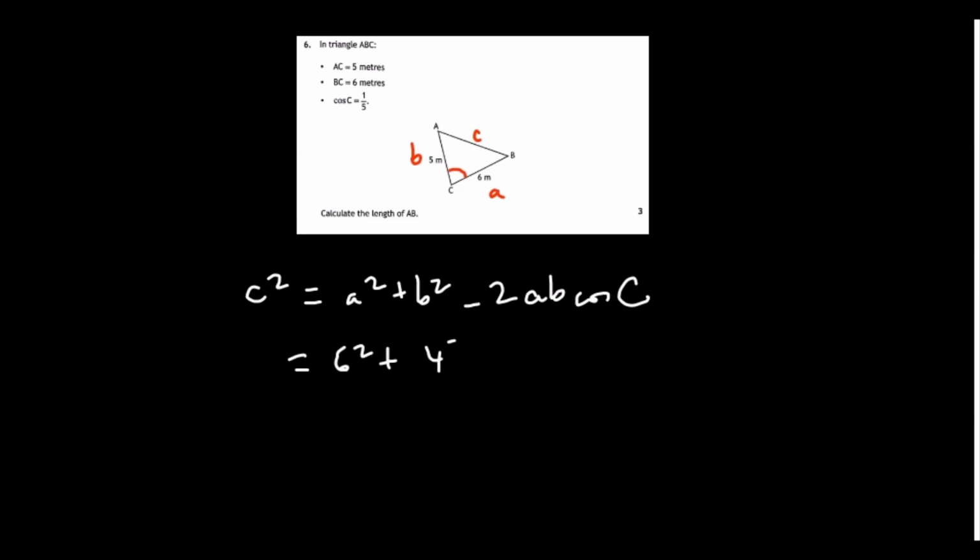So we just write out the formula in terms of c squared, so c squared equals a squared plus b squared minus 2ab cos C, and that would be 6 squared plus 4 squared minus 2 times 6 times 4, and then cos C is 1 over 5, so we can just put 1 over 5 for cos C, and that becomes 36 plus 16, so that would be 52, minus 2 times 6 times 4, so that would be 48, and then over 5.